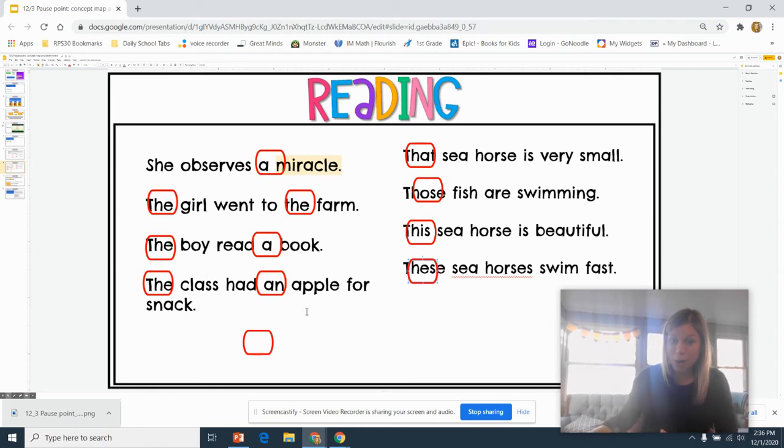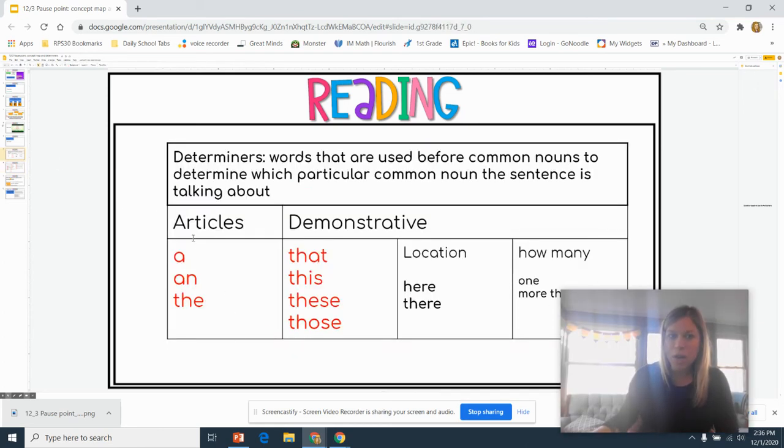We know there's two types of determiners, articles and demonstratives. And you can always look back at the chart to help you. We know that articles are the words a, an, and the, and they just tell us which one, which noun are you talking about. And then we know that demonstratives tell us a little bit more. They tell us the location. So where is the noun I'm talking about? Is it here or is it over there? And how many? So is it just one or is it more than one? And that's what we use those demonstratives to tell us.